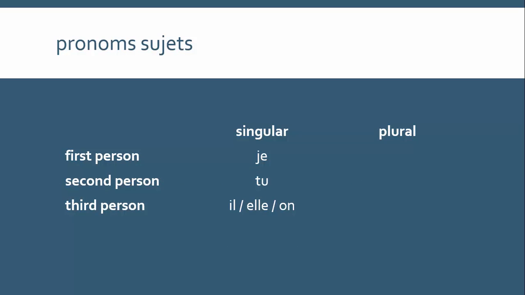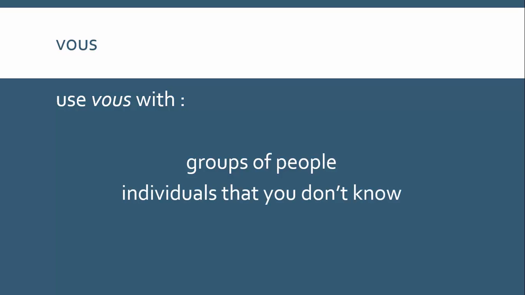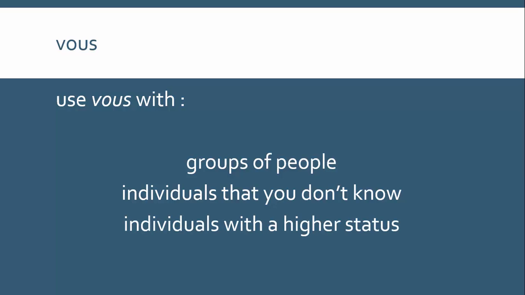The other word for we is the first person plural nous, which is more formal than on, but is still perfectly acceptable. The second person plural pronoun is vous, but again, because of formality, we need to look at this in a little bit more detail. You use vous with groups of people regardless of the formality. So even if you're speaking to a group of friends, you will address them collectively as vous. You use it with individuals that you don't know. So for example, if you need to ask someone a question in the street, you will use vous to be polite. Or you use it with people who are in a higher hierarchical position than you. So for example, most of the time you will use vous with your boss.